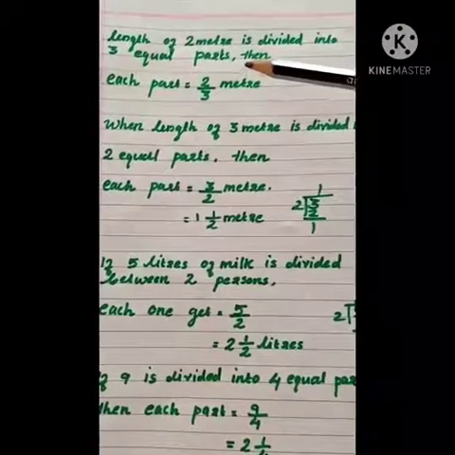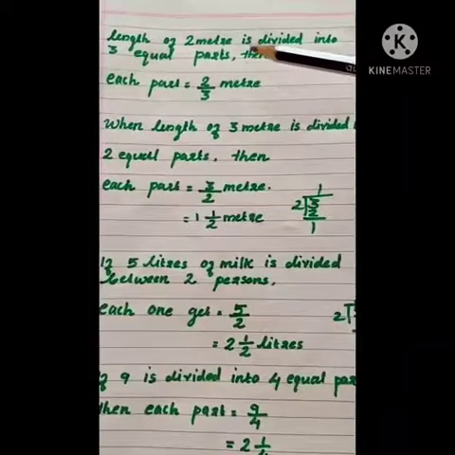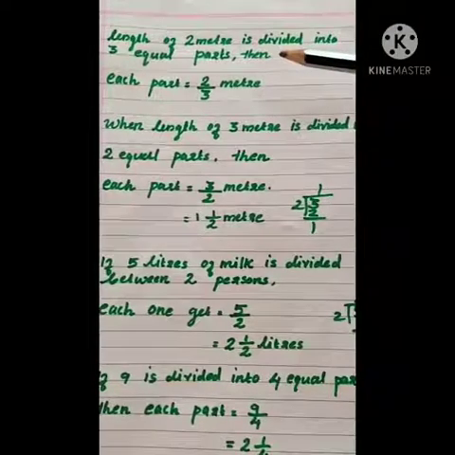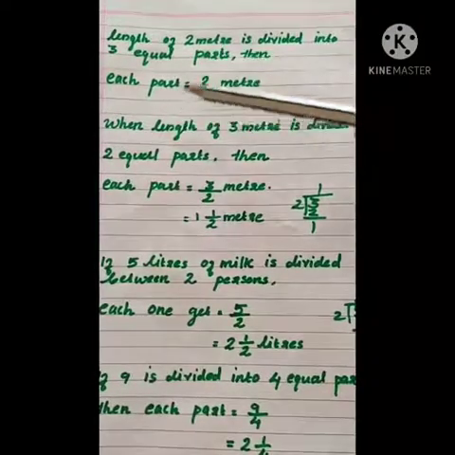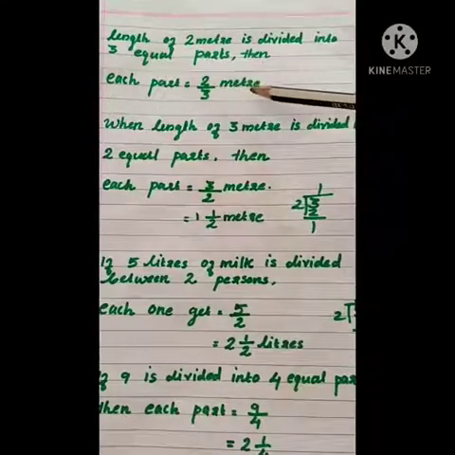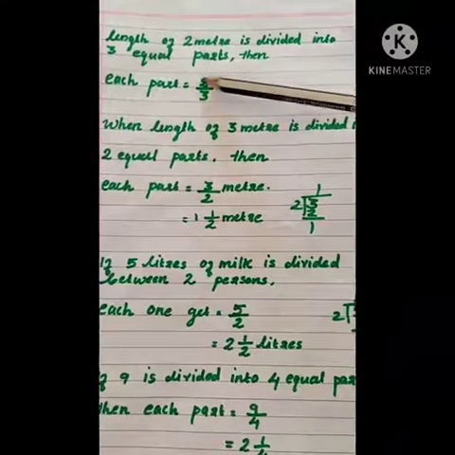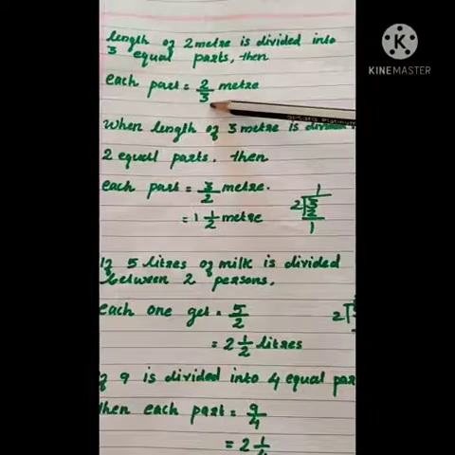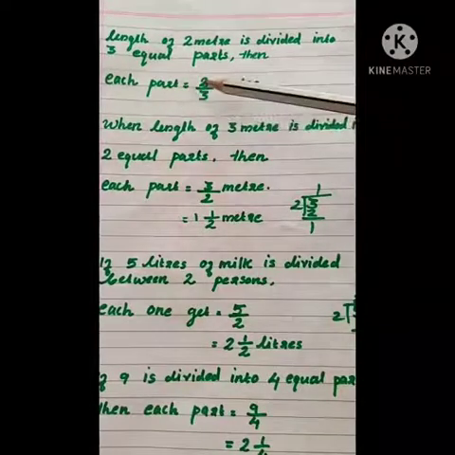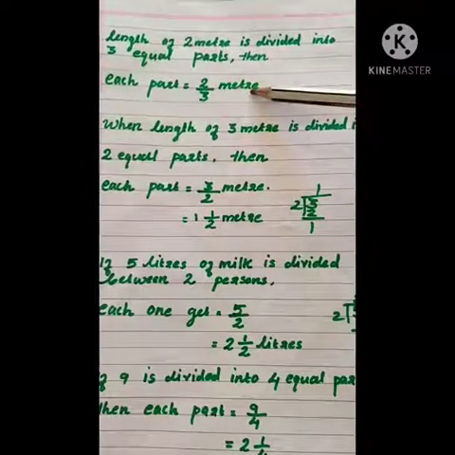In last class we studied how we can divide 2 meter into 3 equal parts. Then each part will be 2 by 3 meter. Total length is 2. It is divided among 3. So the length of each part will be 2 by 3 meter.